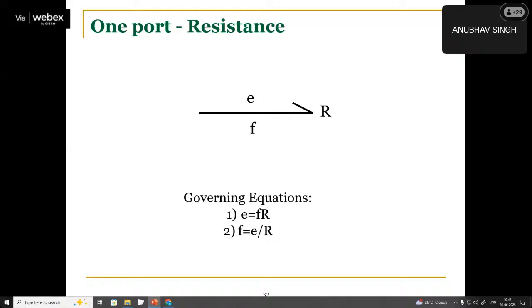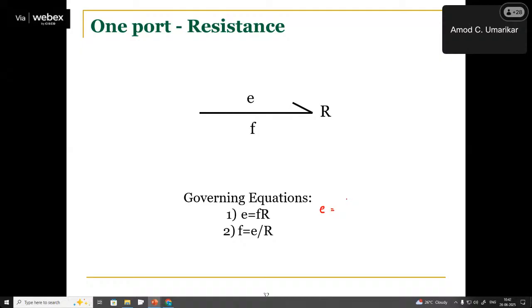That R should not be equal to 0. In that case, F will be infinite. R equal to 0 is a special case. R should be linear. Then only this equation will be followed. Or in general, what will be the equations?